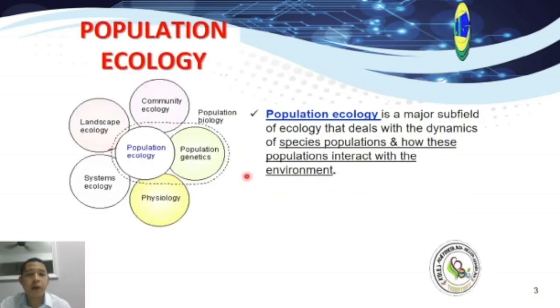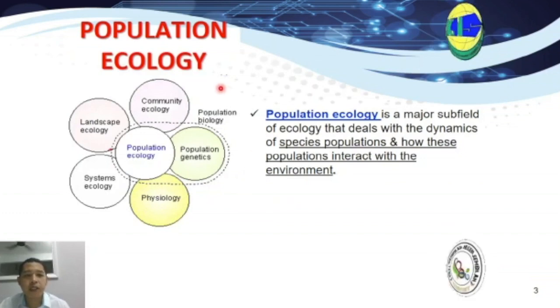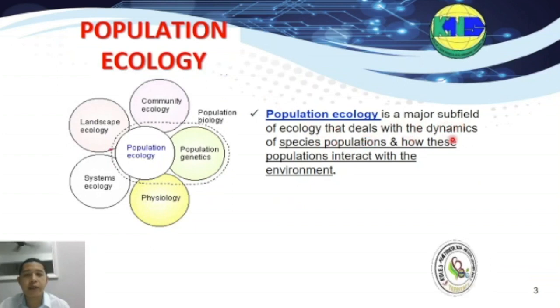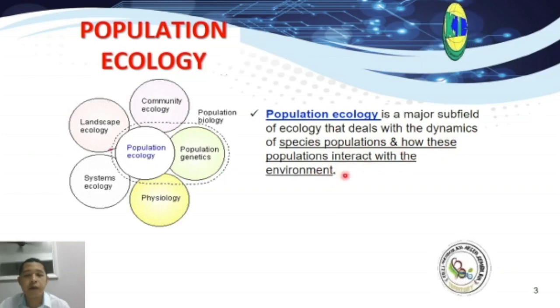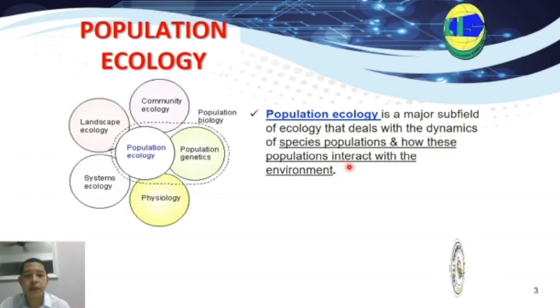First of all, we look at the definition of population ecology. Population ecology is a major subfield of ecology that deals with the dynamics of species populations and how these populations interact with the environment. For example, how the individuals in the population obtain food from their surroundings.